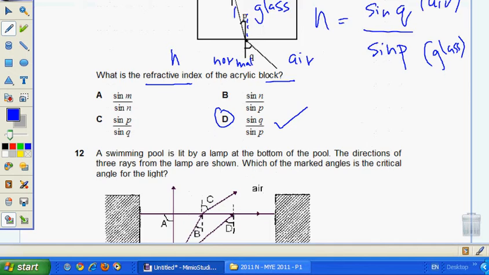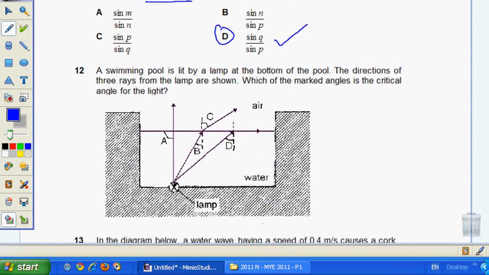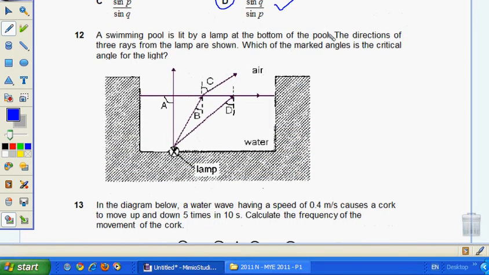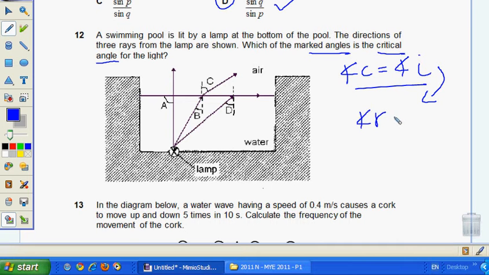So what about question 12? Okay, question 12 is another ray question. Which of the marked angles is the critical angle? What do we understand by critical angle? Critical angle is my angle of incidence, but the condition is that this angle of incidence must create my angle of refraction, which is equal to 90 degrees to the normal.